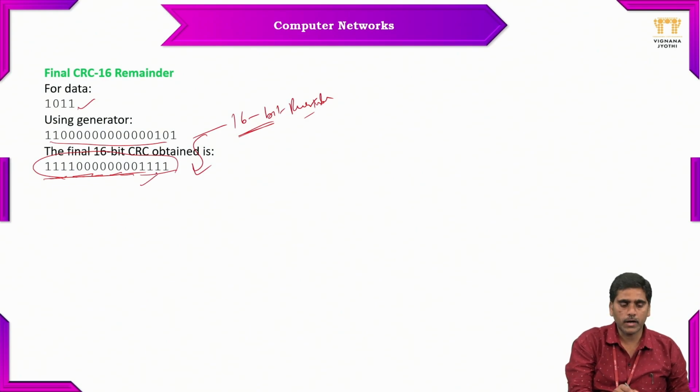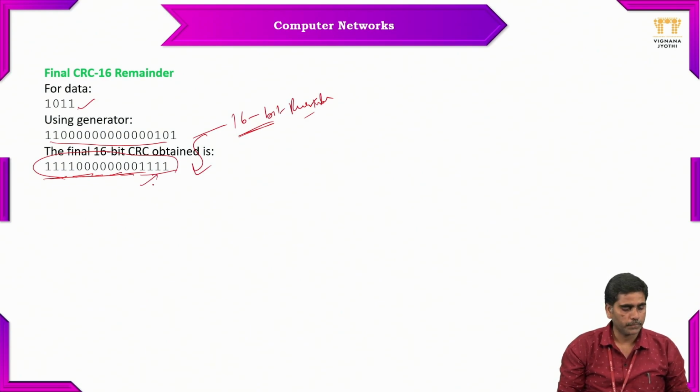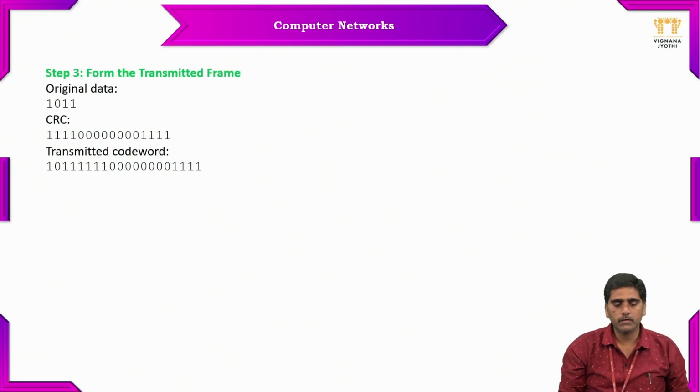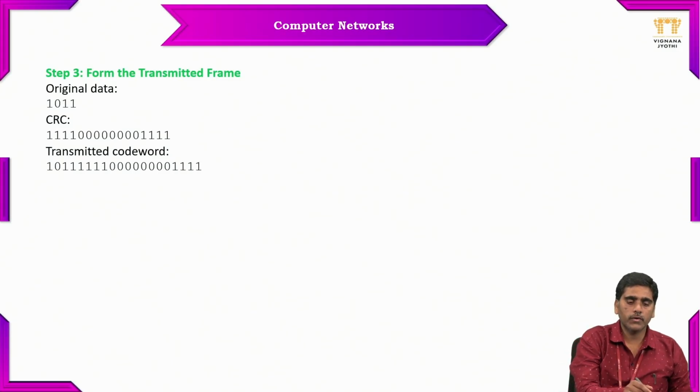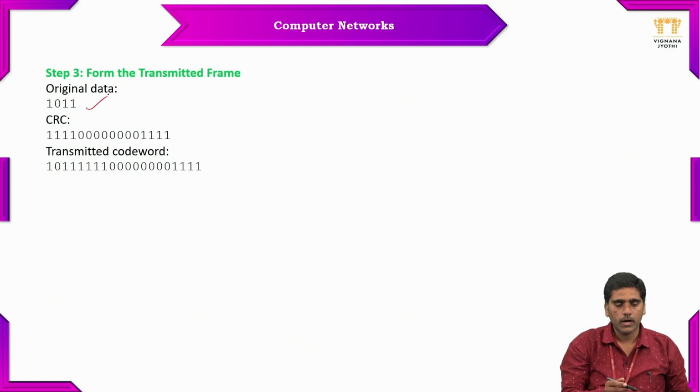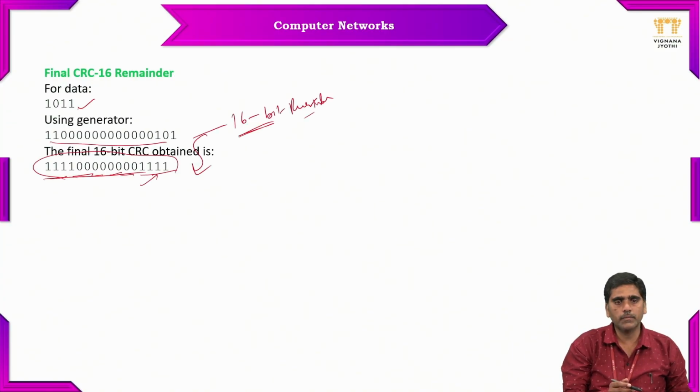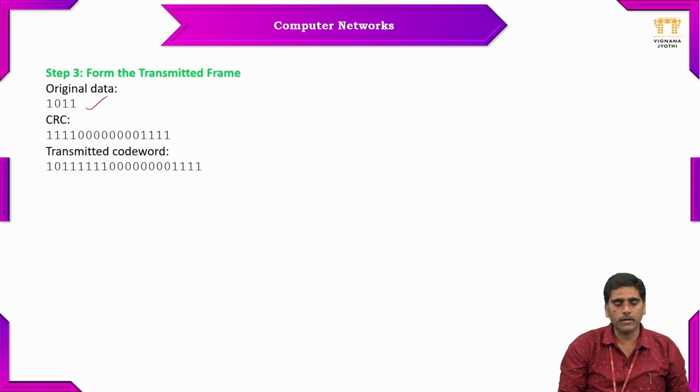After obtaining the final CRC, we need to form the transmitted frame. We need to append it. The original data is 1011, and the obtained CRC is this one. You add the obtained CRC to the original data. This is the original data and this is the CRC.